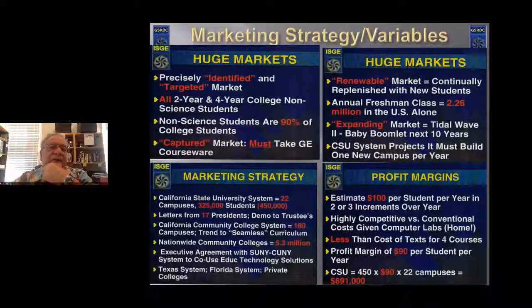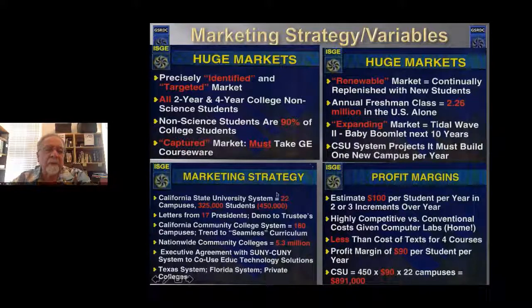It's basically all 2- and 4-year college students. And non-science students are about 90% of the college students. So it's a captured market, much different from the market you have to attract for games. It's a renewable market because the students keep coming through, right? The annual freshman class is in excess of 2 million in the US alone, and that has gone up since the 90s. These slides were made in the 90s. So we're expecting a baby boomlet and a tidal wave, which did happen in the late 90s.